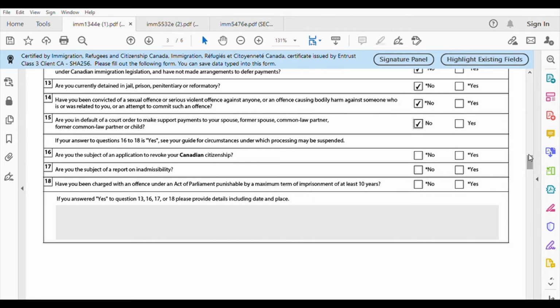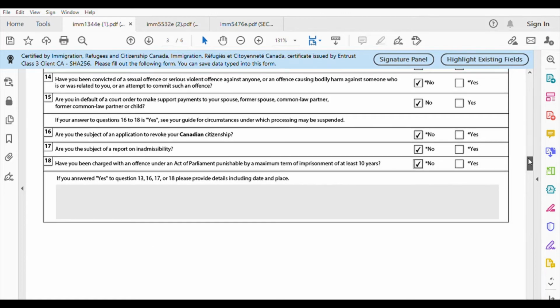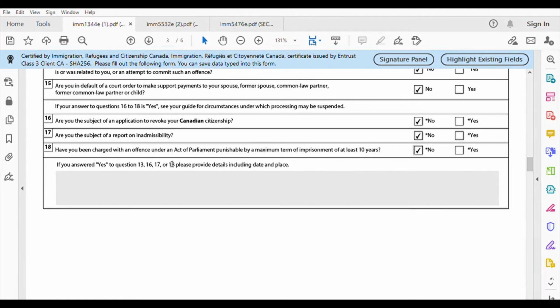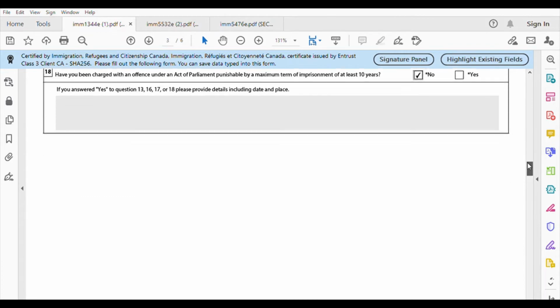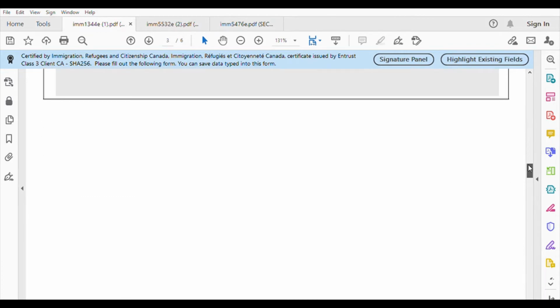Are you the subject of an application to revoke your Canadian citizenship? No. Are you the subject of a report of a disability? No. Have you been charged with an offense under an act punishable by a maximum term of, I don't know, but it looks something, no. If you answered yes to question 13, 16, 17, or 18, please provide details including date and place. But for sure, it's better for your answers to be no.